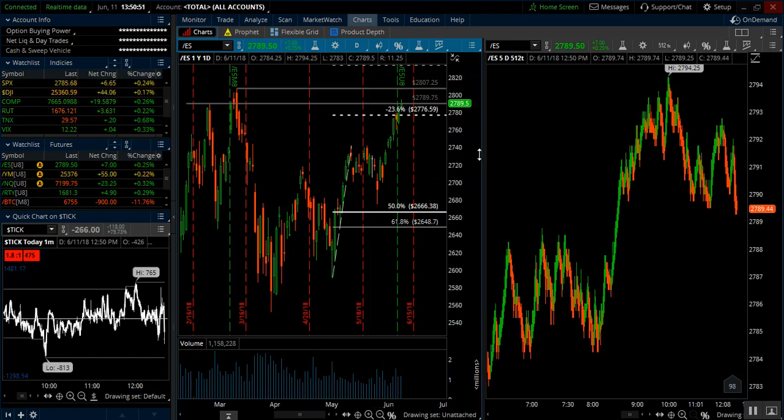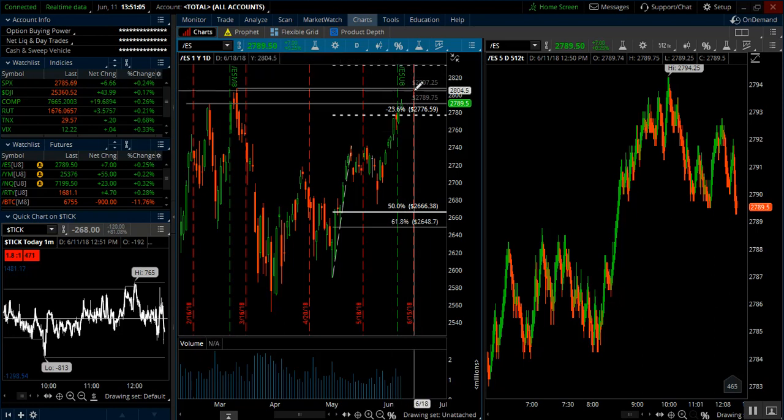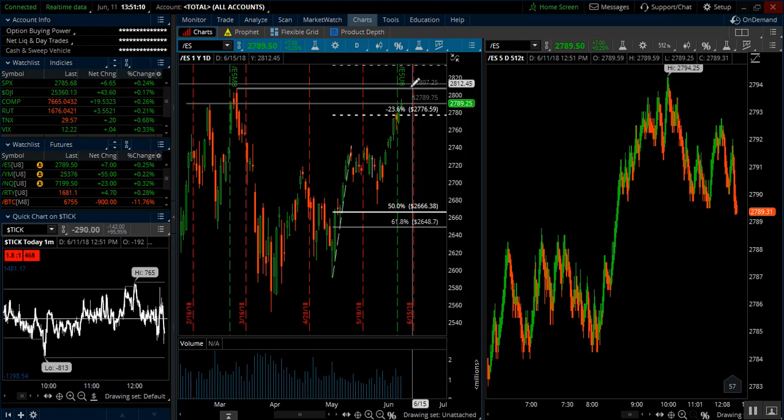If you have charts on one platform and maybe you have your DOM or your order execution on a different platform, make sure that the contract symbols are the same. ESU8 is the current contract. So even though that H8 is still out there, make sure that both contracts line up here.